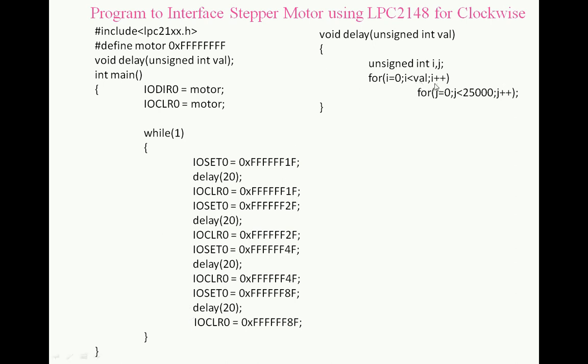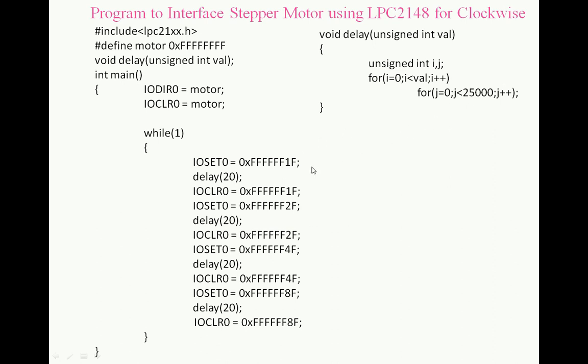Now coming to the delay function here, we are providing some delay. I less than value, here the delay value is 20, right? So I less than 20 and J less than 25000. Based upon the motor specifications, we can vary this delay so that the motor can be rotated, right? So this is for clockwise.